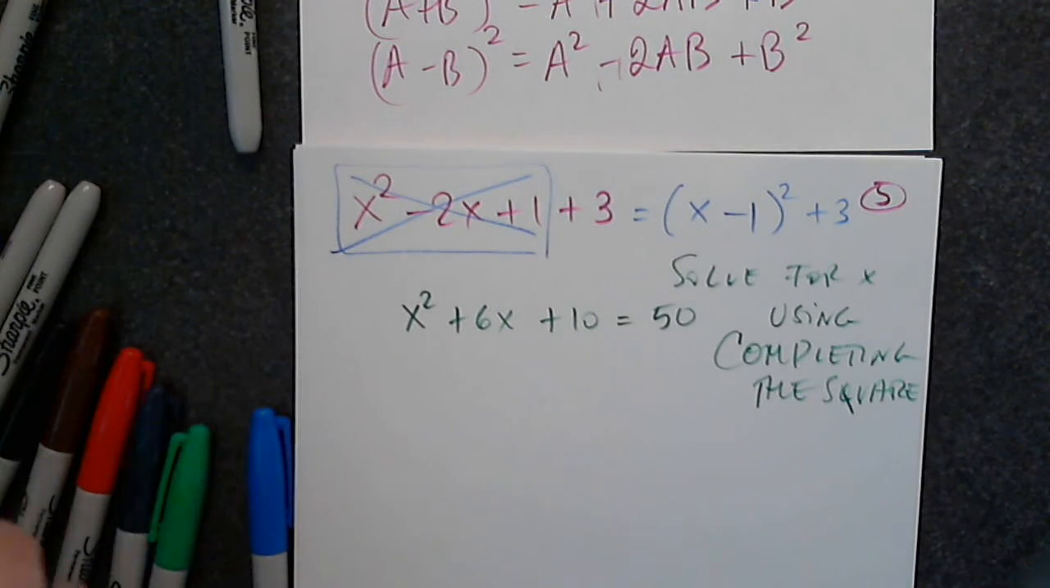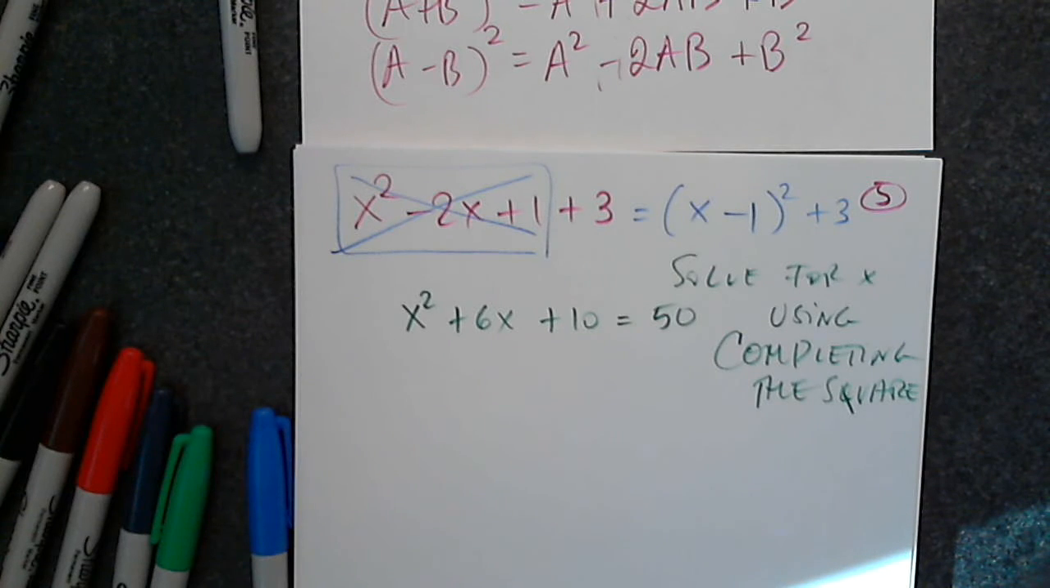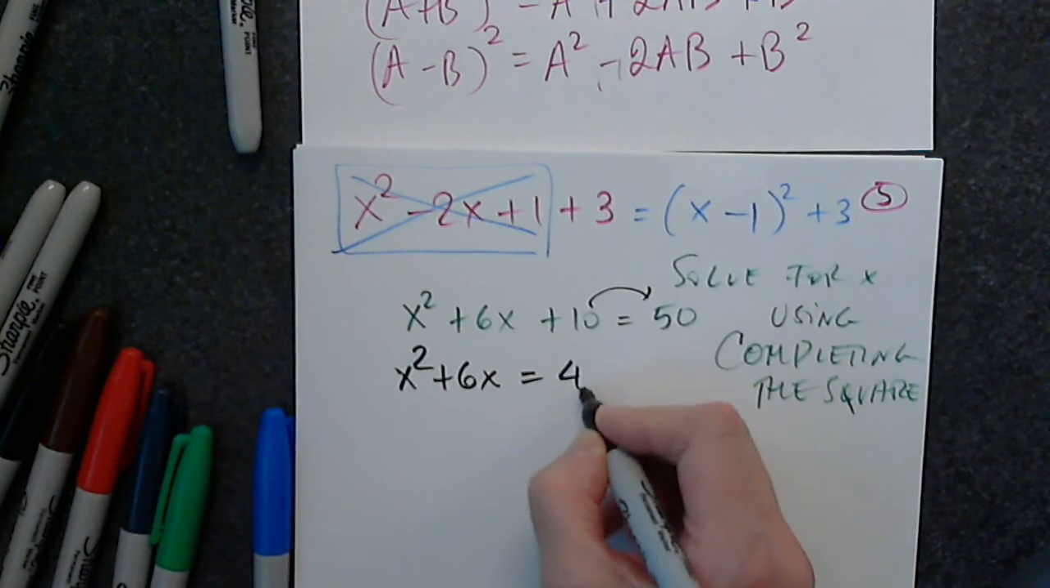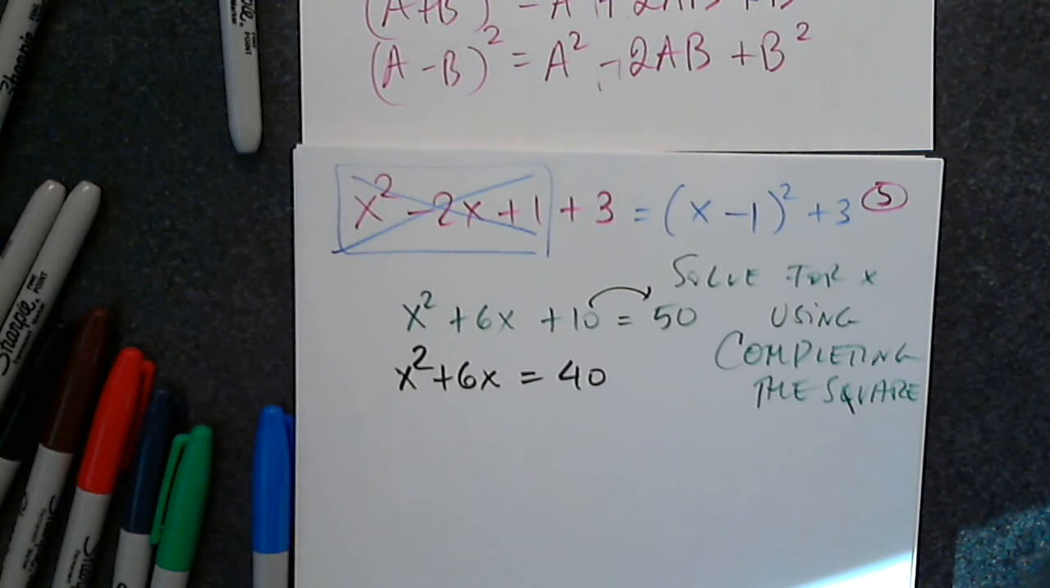Perfect. So my first step is to clean it up. One option is just move 10 to the other side. I don't need it. I don't care for it. X squared plus 6x equals 40. When we move one term from one side to the other, you don't have to change your style. Just write minus 10 minus 10 if that's what you want to do.